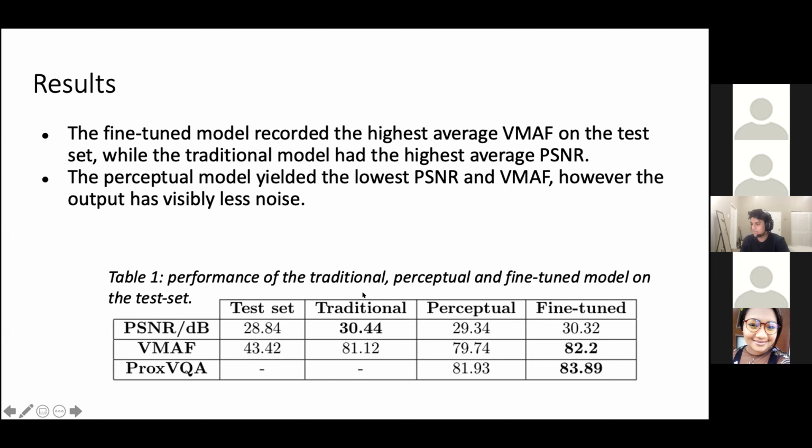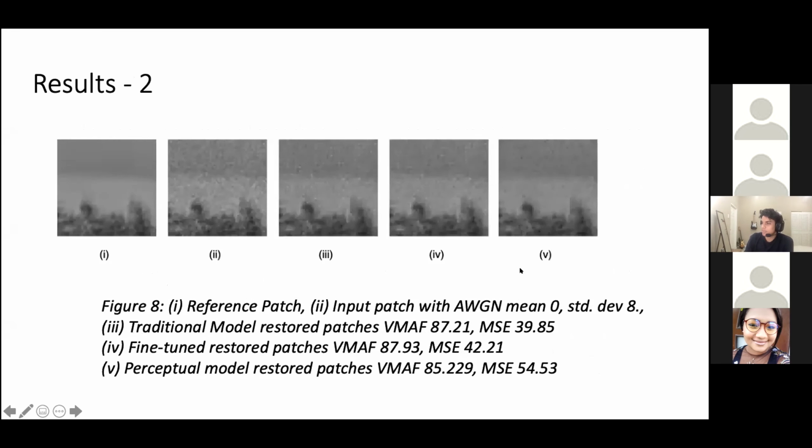So what this says is that the traditional model, which uses the traditional mean squared error loss function, you'd get the best PSNR, and that's expected because MSE and PSNR are directly related. However, you don't get the best VMAF. If you use the fine-tuned model, you actually get increased VMAF, but worse PSNR. And if you use straight perceptual loss function for all 55 epochs, you don't get the highest PSNR or VMAF, but the output has visibly less noise on the whole. So we have an example of that here.